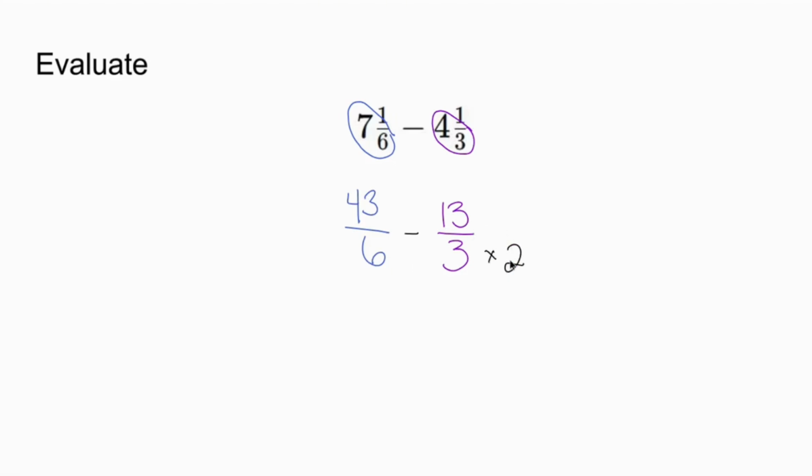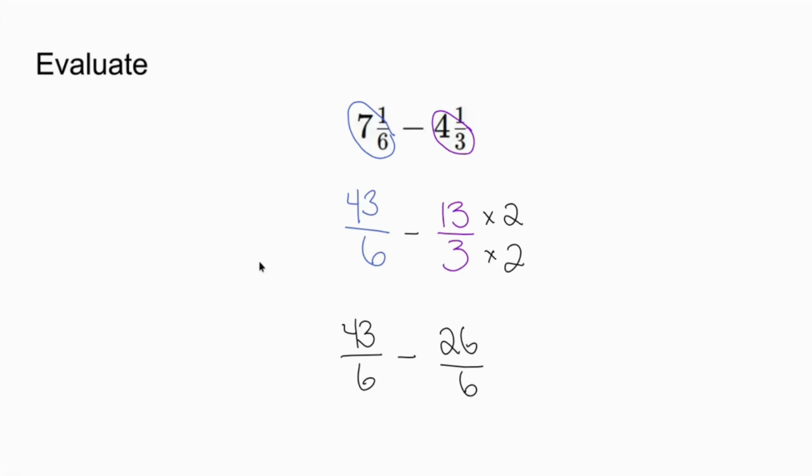If I do the same thing to the denominator, I have to do it to the numerator, so I'm going to multiply the numerator and the denominator by 2. That gives me 43 over 6, that doesn't change, minus 13 times 2 is 26. 3 times 2 is 6. Now I can subtract these numbers.